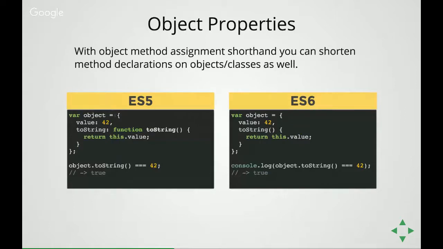Method shorthand on objects is, I think, much better than the property shorthand. So declaring functions as methods on object literals in ES5, we actually declare a property toString just like any other property, except this time we assign a function expression. And that gets a bit verbose. In ES6, we don't have to use the function keyword at all. We just simply declare the function without the function keyword. No colon, it's not like a property. It's recognized as an actual method when parsed by the language. And we set it up that way. A little bit shorter, more readable.